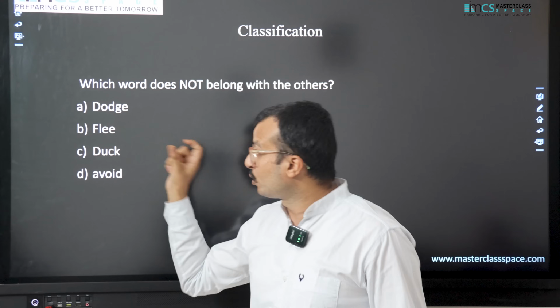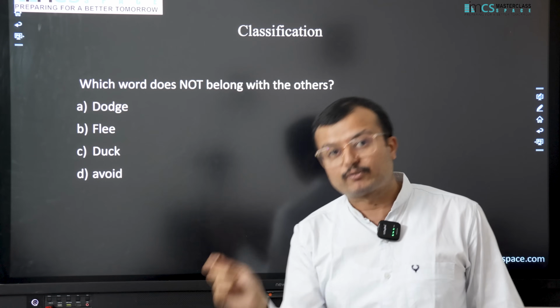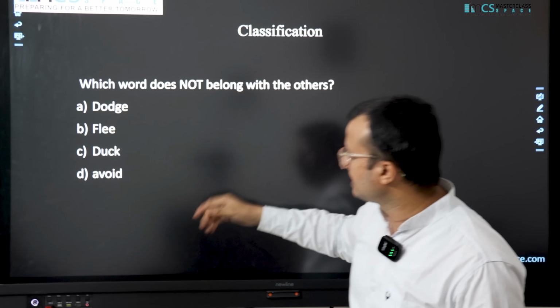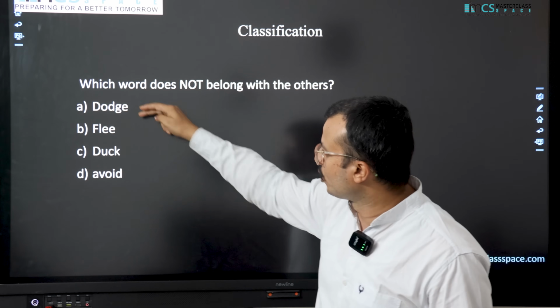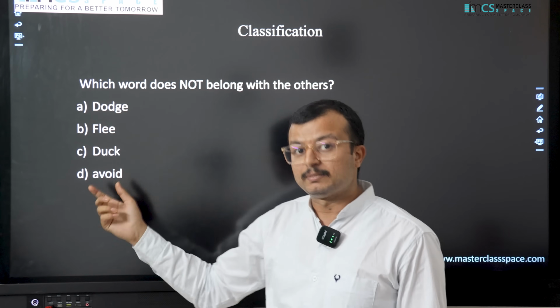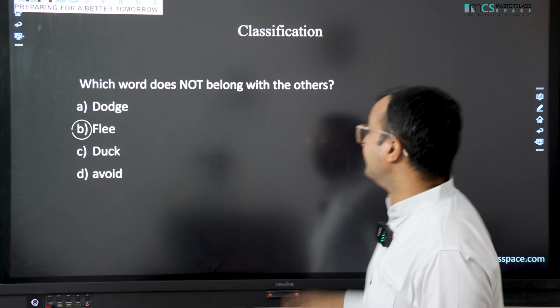However, flee has a more direct meaning. It means to run away from that situation. Okay, so they look very close to each other, but they have different meaning. So dodge, duck and avoid are in a way synonyms. Flee is different from them. So the answer would be B, flee.